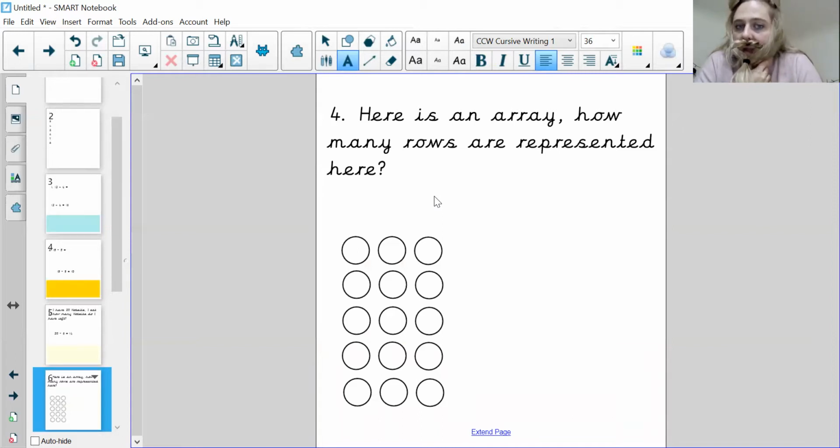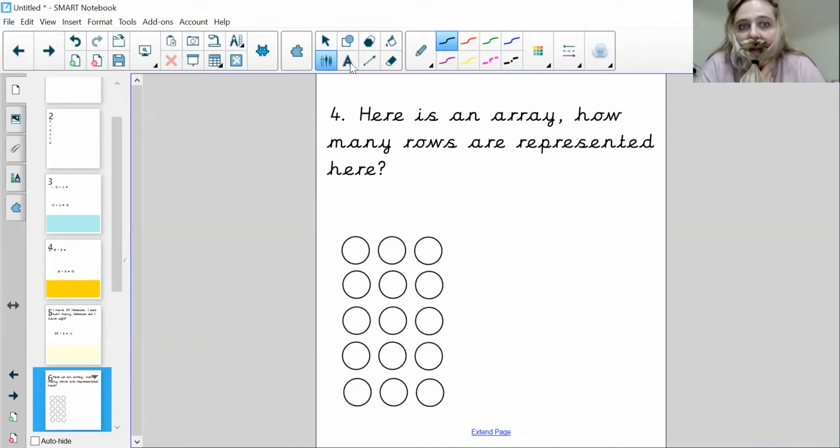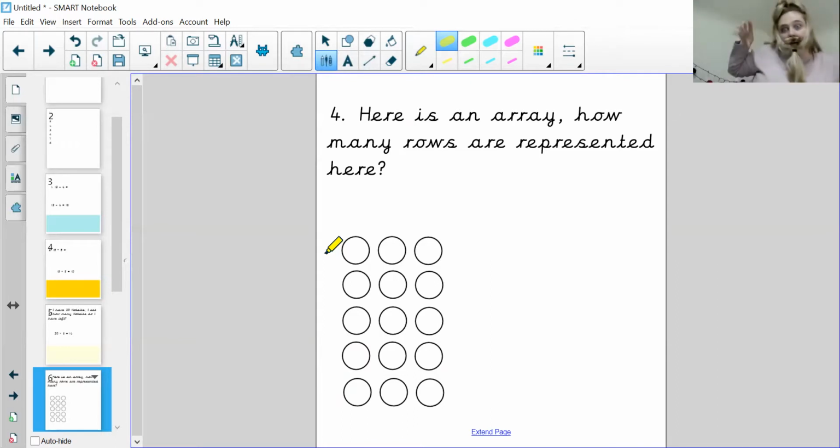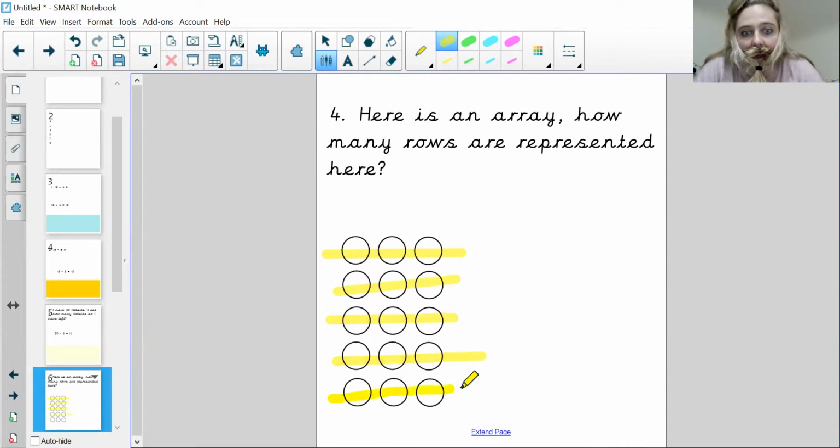Okay, number 4. Here is an array. How many rows are represented? So let's count those rows together using my highlighter. Now remember, a row goes across like a crab, moving across the sand. So we've got 1, 2, 3, 4, 5. 5 rows. Fantastic. If you got 5, give yourself a tick.